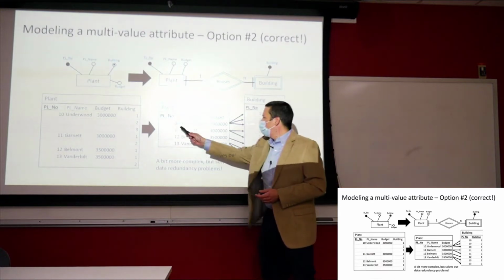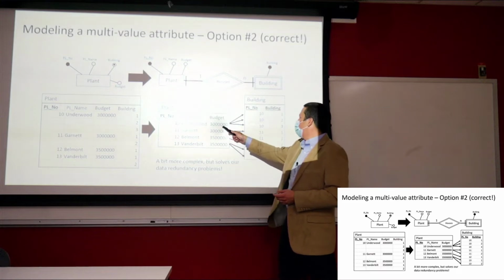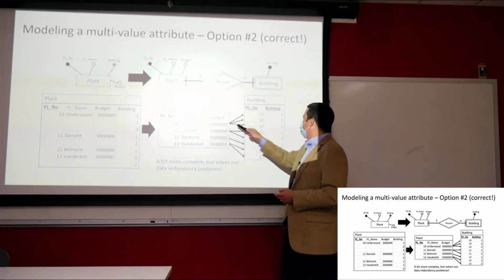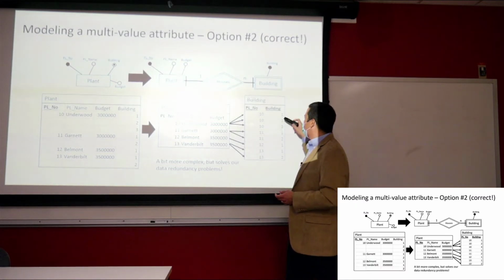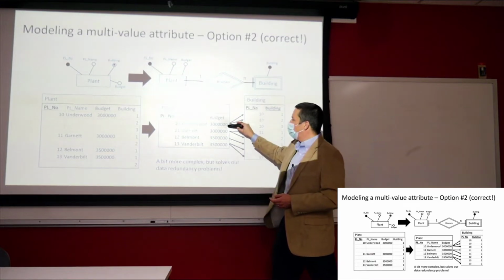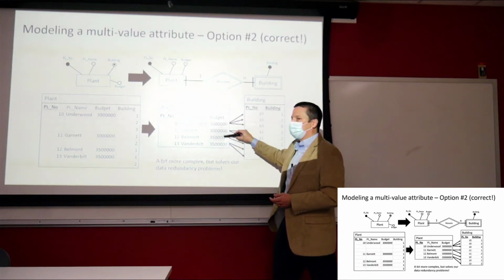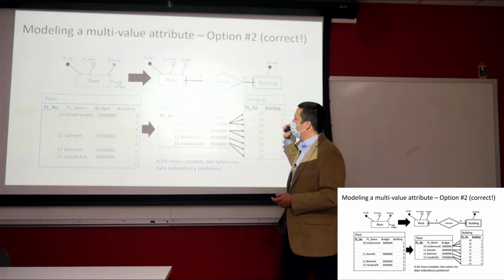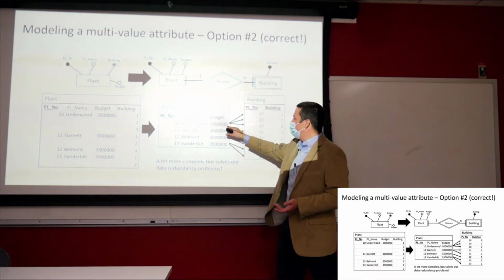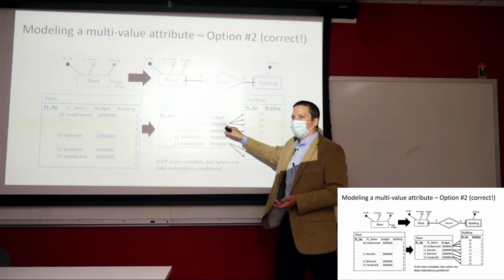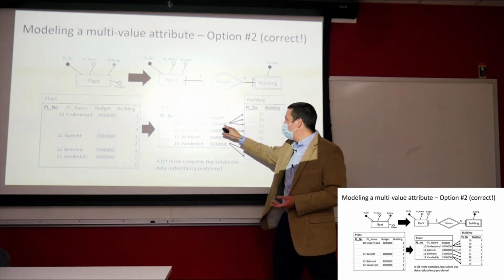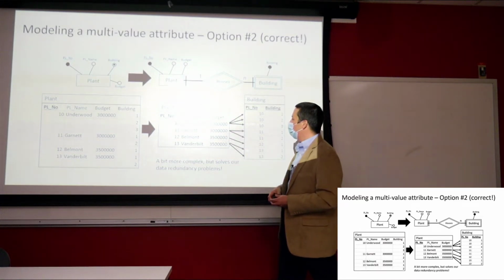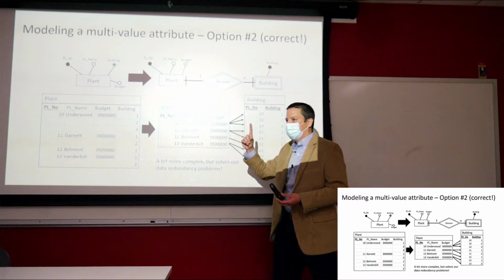So now we say plant number 10, Underwood, that has a budget of 3 million, has building 1. Plant 10 has building 2. Plant 10 has building 3, right? So we're capturing these multiple values for building for each plant, now without introducing any data redundancy, right? If we want to update the budget of this plant, we only have to update it in one place. And since there's only one place to update it, it would be impossible for any kind of data integrity issue to seep in here, right? We can't get this value out of sync because it's only stored in one place.